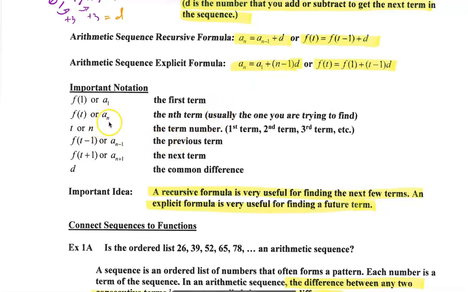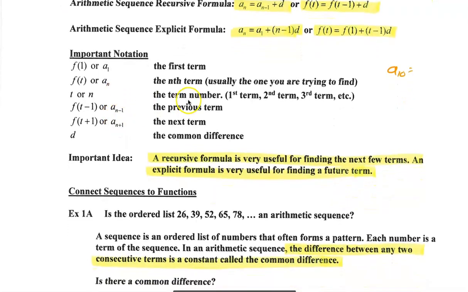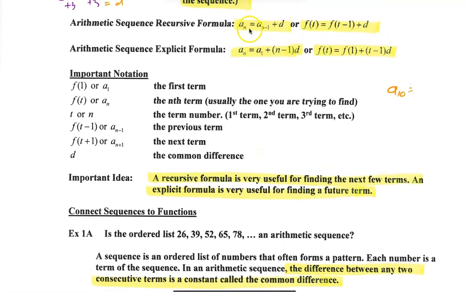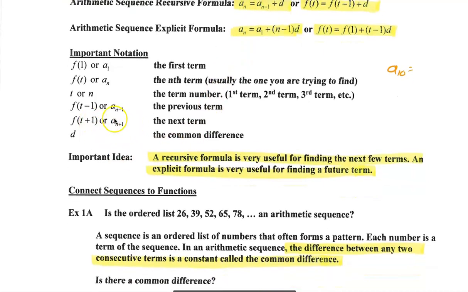It's kind of like an x. You're just saying that's a term we're going to find. So sometimes you might see like a_10. That means we're looking for the 10th term. And then if you see n or t, if they're doing that notation, that's just the actual term. So this is the 10th term. Again, if you see the minus 1, that means the previous term. So over here, if this was 10, this would be a_9. That's the previous term, because 10 minus 1 is 9. And if you see a plus 1, that means the next term. And then the common difference is d.